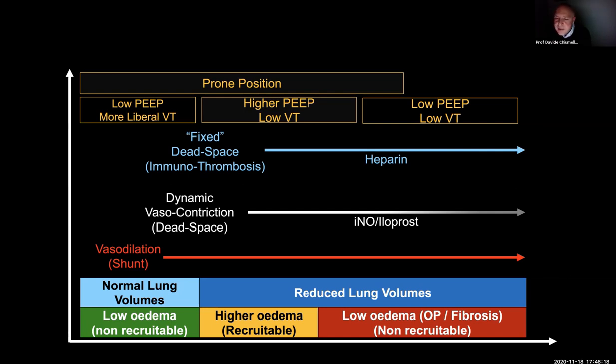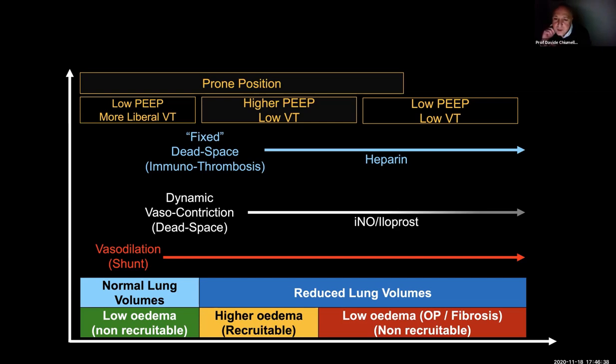So the PEEP might need to be dropped again, but this time the tidal volumes need to be reduced and maintained low because the lung volumes are reduced. And in between these things, obviously prone position is very important up to a certain point where it might not have any more effect in the later stages.